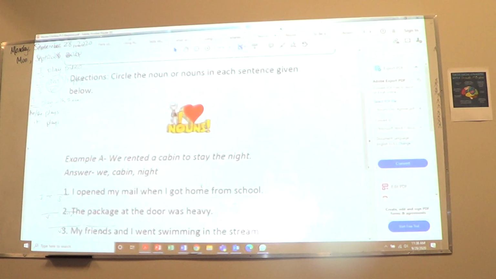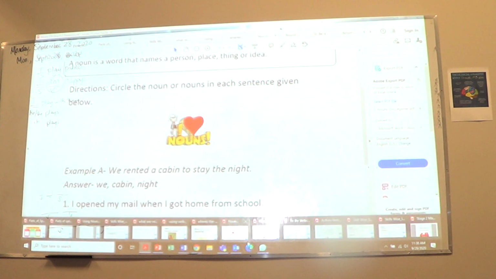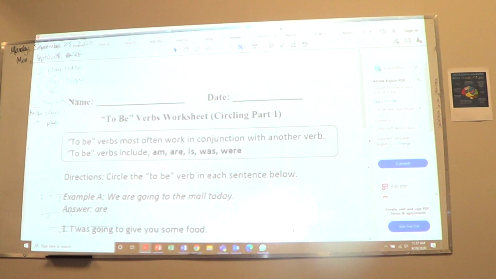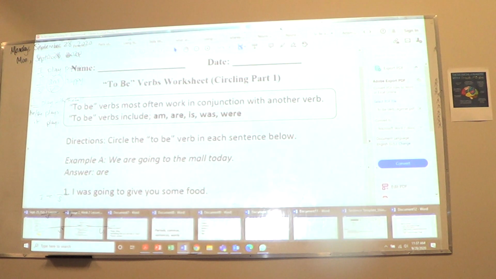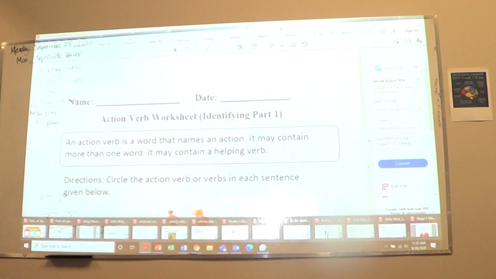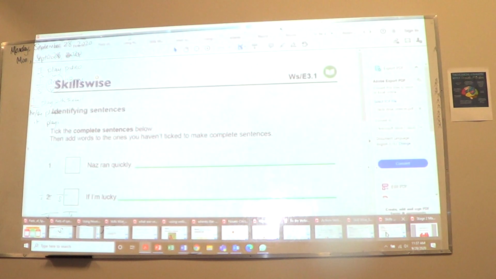So there's this one that says I love nouns. And there's a part 1 and part 2, I think. Is that right? Okay. And then there's one on to be verbs, circling, part 1. And action verbs, identifying, part 1. And here's the sentence structure one, introduction to sentence construction. And then there's this one, identifying sentences.